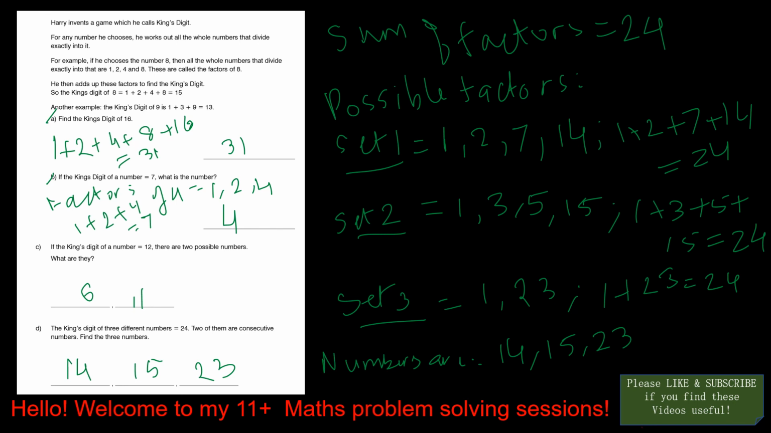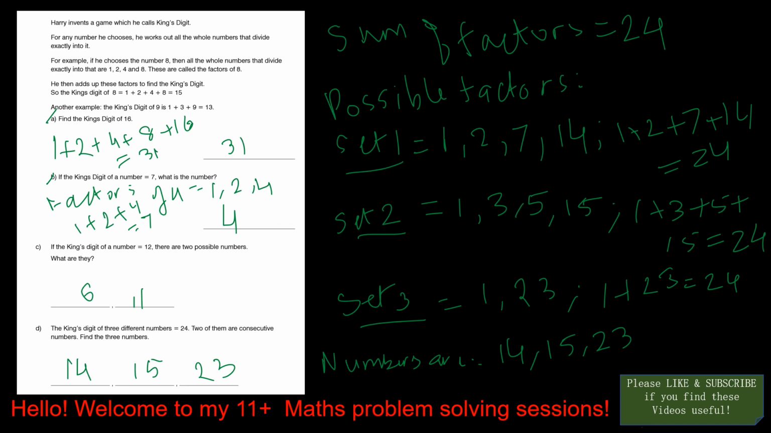The next number is 15, because 2 numbers are consecutive numbers. It's not 13, because the only 2 factors of 13 are 1 and 13, and 1 plus 13 is 14. So it's not 13, so it can be 15. So we did it for 15. The set 2 I said is for 15, and 1, 3, 5 and 15 are the factors of 15. And if you add them up, 1 plus 3 is 4, plus 5 is 9, plus 15 is 24. So we got our 2 consecutive numbers.